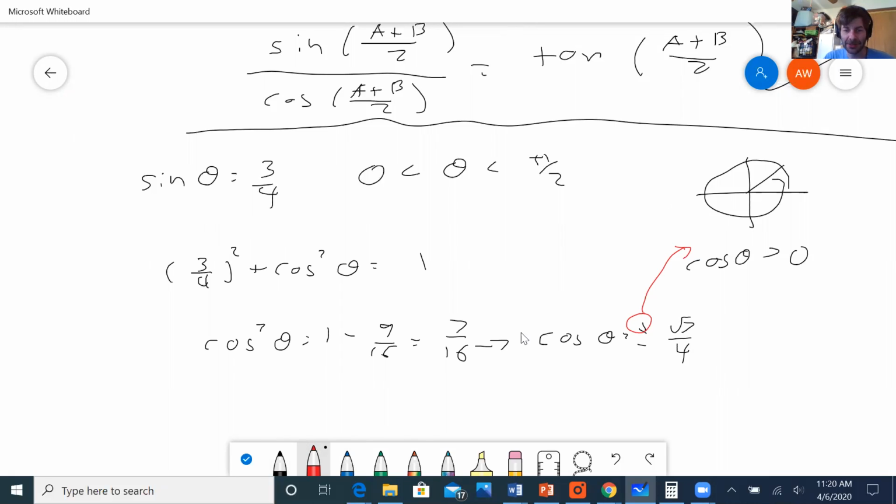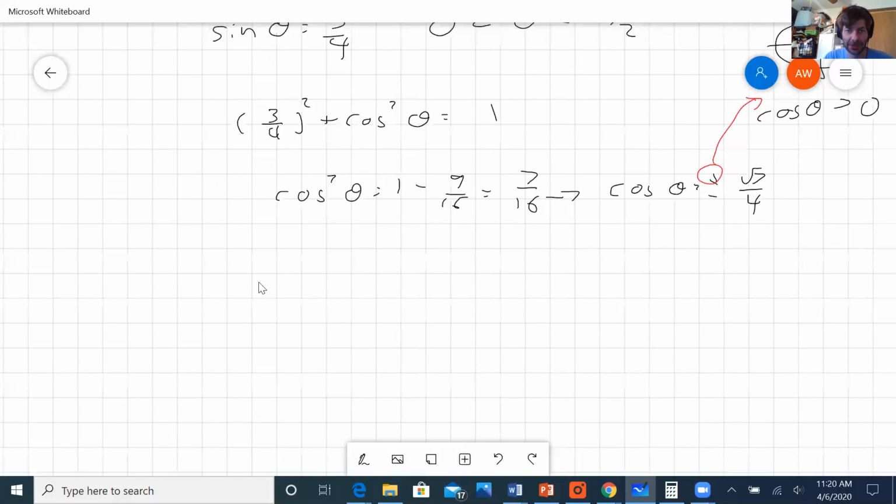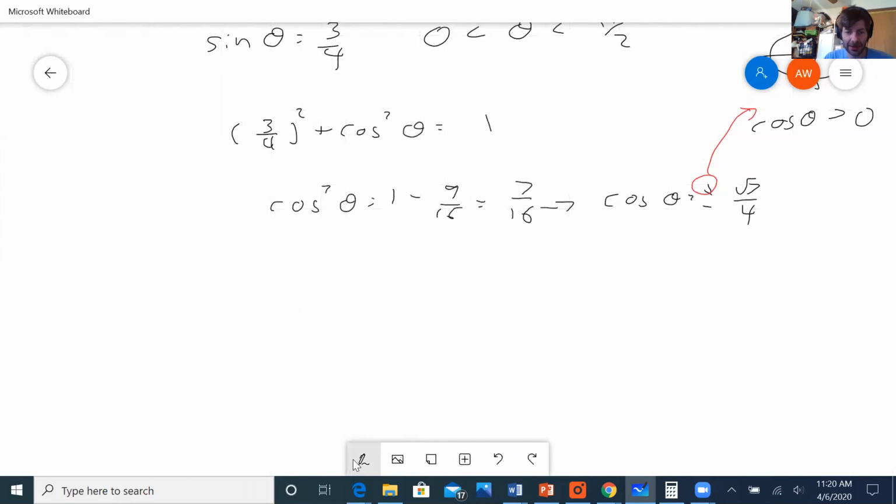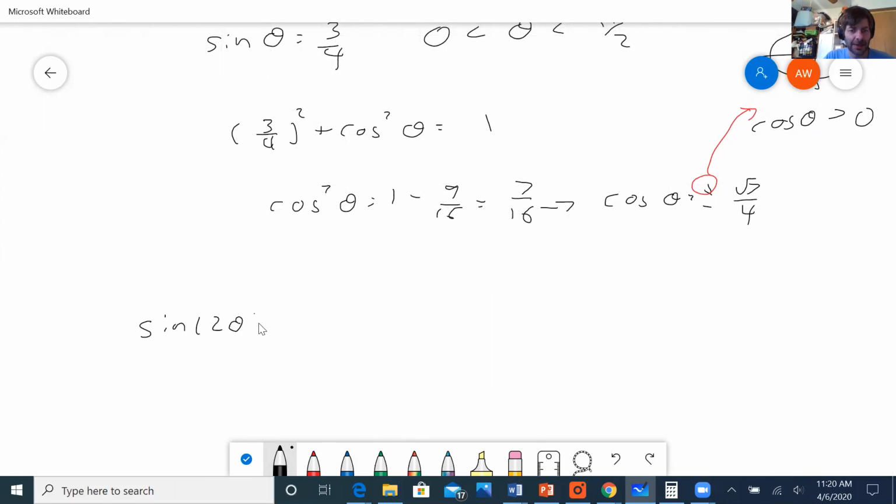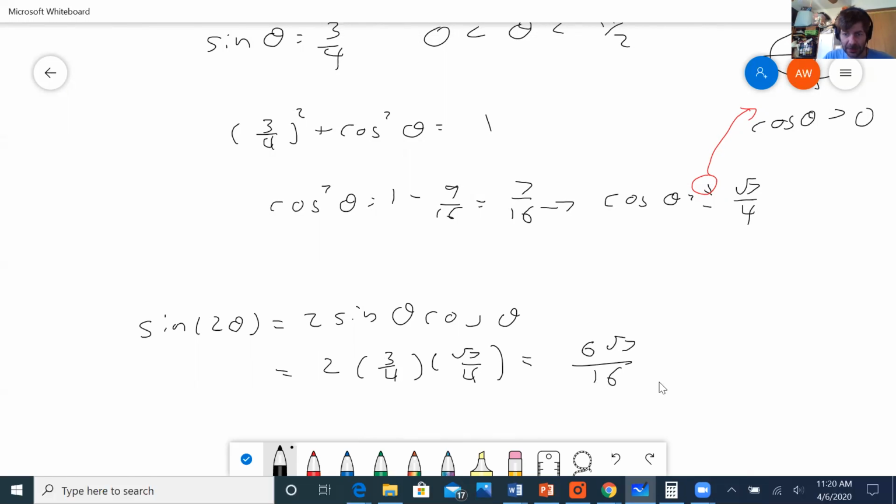So I have my sine, I have my cosine, and then to do the rest of these is just kind of using those two things here, right? So the first thing they tell you to do is to find sine 2 theta, which is 2 sine theta cosine theta. I'm going to call that 6√7/16. Then I'm going to reduce that into 3√7/8.